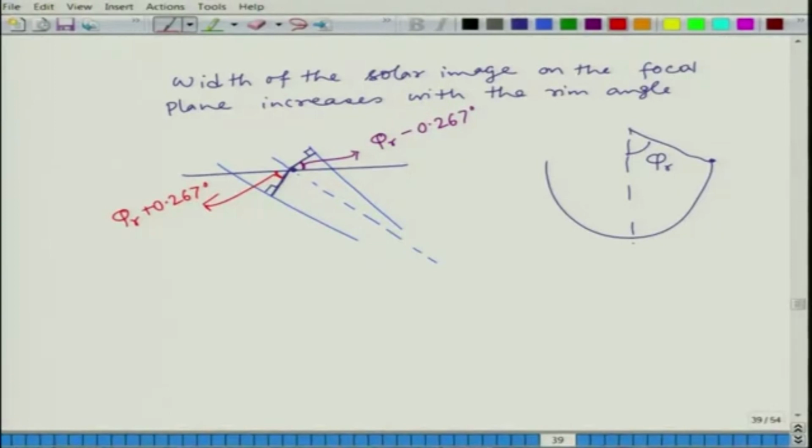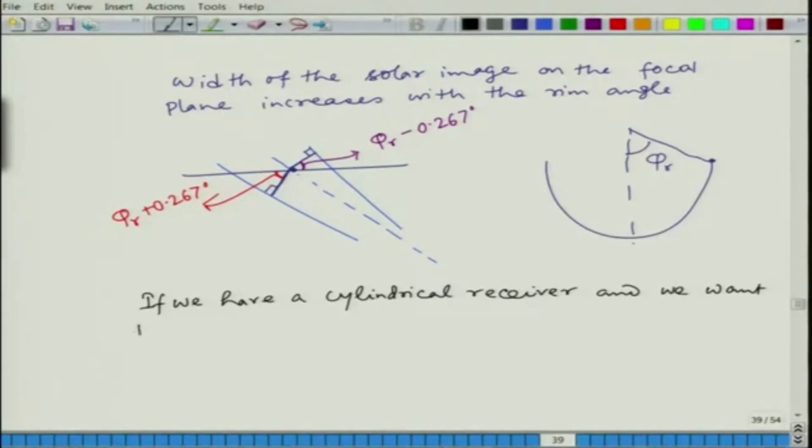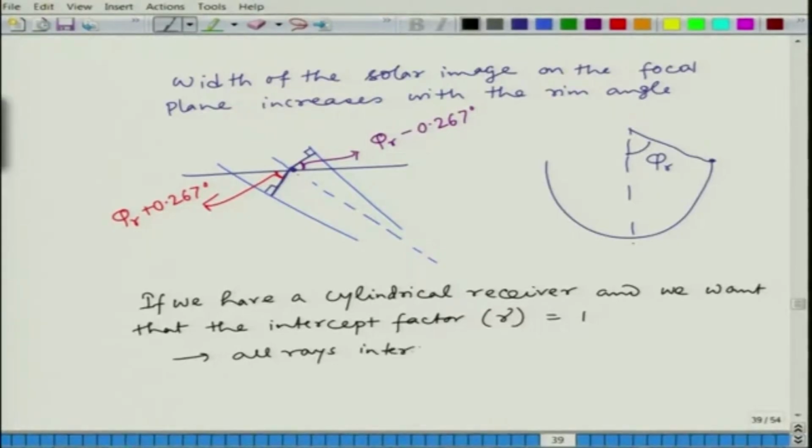And we can also see that if we have a cylindrical receiver and we want the intercept factor gamma to be equal to 1, that means all rays intersect the receiver plane.